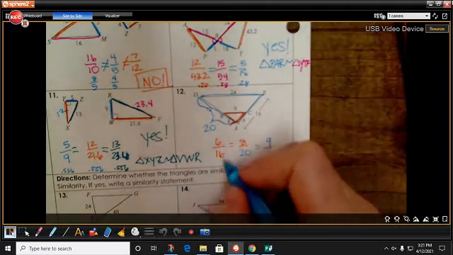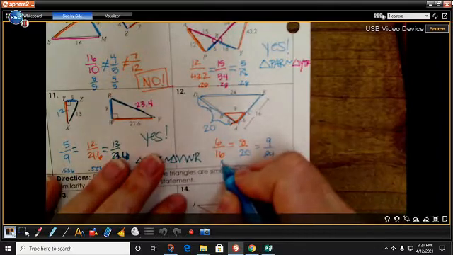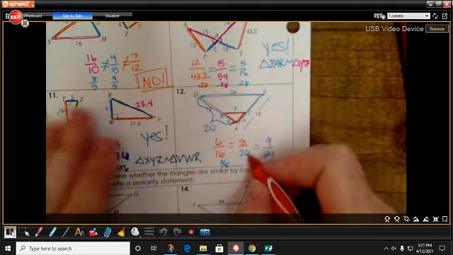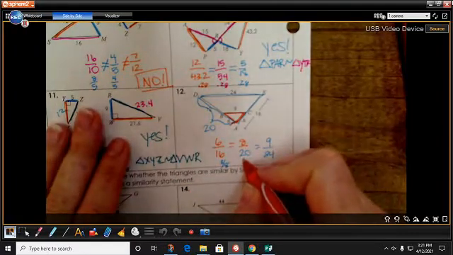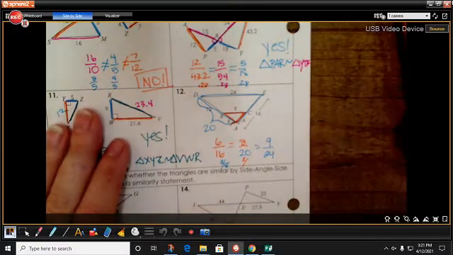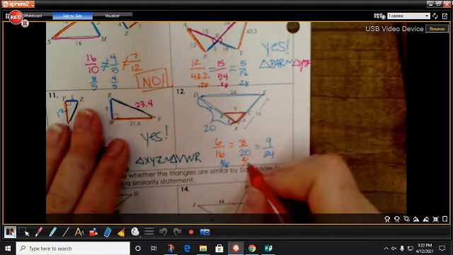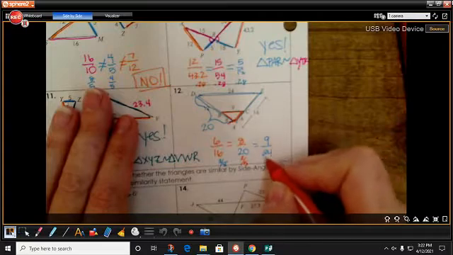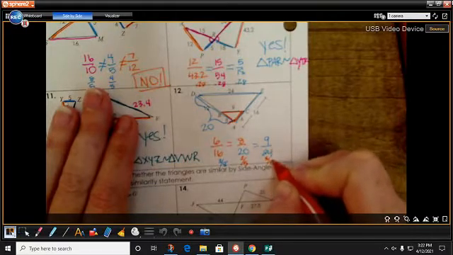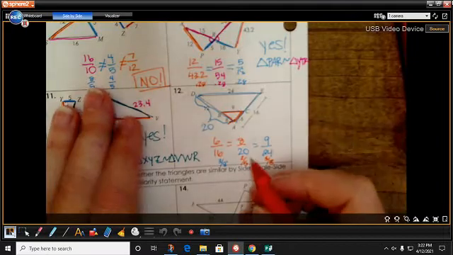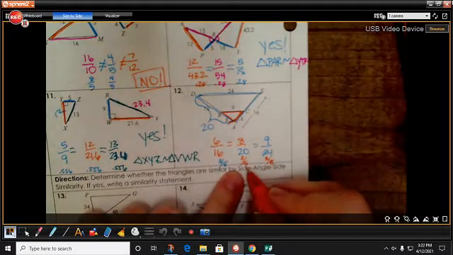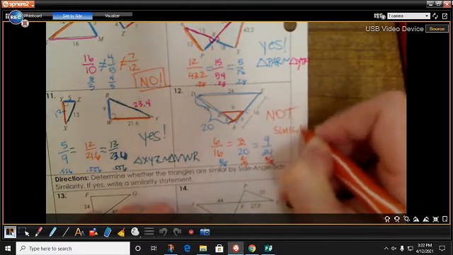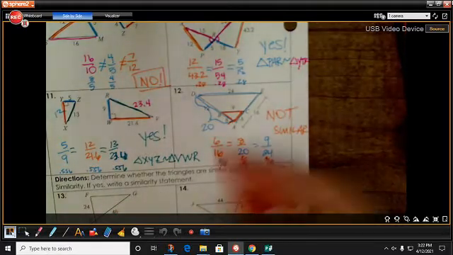When I simplify this, dividing both by 2, I get 3/8. When I simplify 8/20, these both divide by 4, and that comes out to be 2/10. Oh, my goodness, I did that wrong. 2/5. And then 9/24, these both divide by 3, and that's going to be 3 out of 8. So I have 2 of them that match, but 1 of them that does not. So this is not similar because all 3 have to be proportional in order to work.